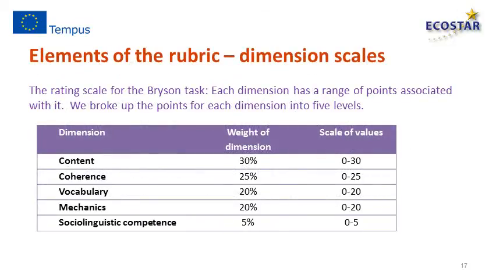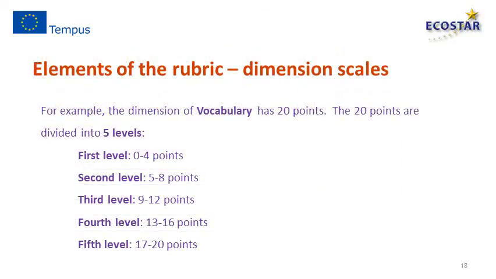Now, in the rating scale for the Bryson task, each dimension has a range of points associated with it. For example, the dimension of content has 30 points associated with it. And as we'll see in a second, we broke up the points for each dimension into 5 levels. Okay, for example, the dimension of vocabulary in the Bryson task has 20 points. The 20 points are divided into 5 levels. The first level is 0 to 4 points, the second level 5 to 8, third 9 to 12, 13 to 16, and 17 to 20.